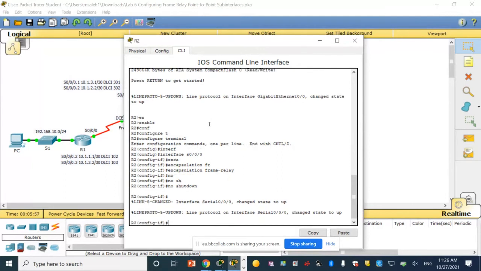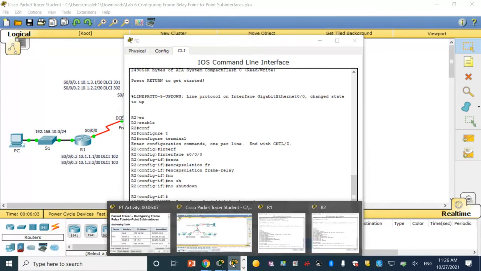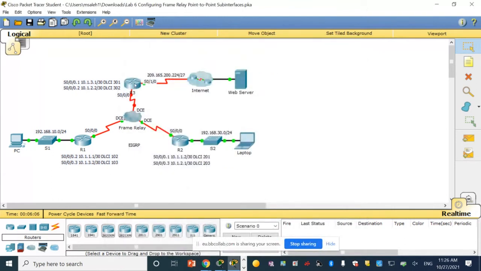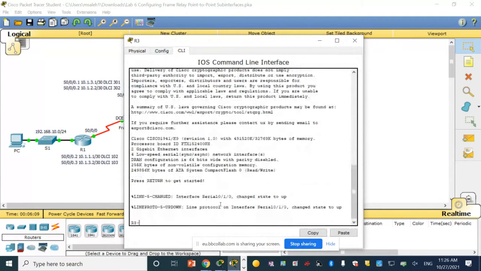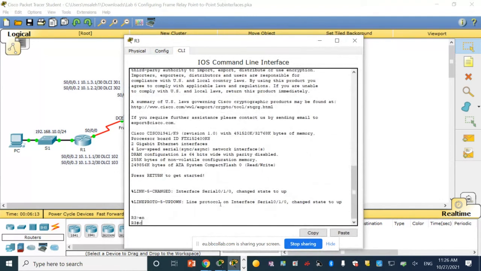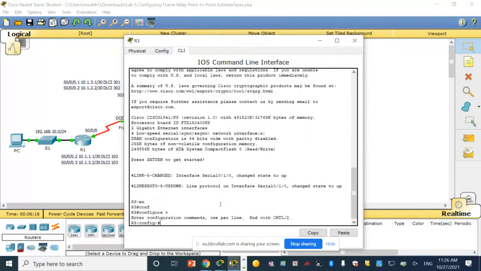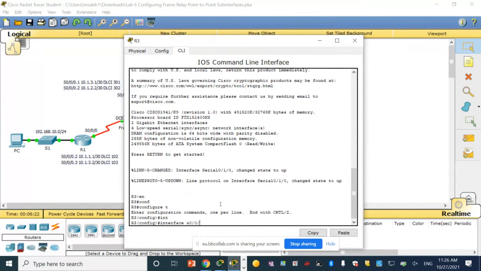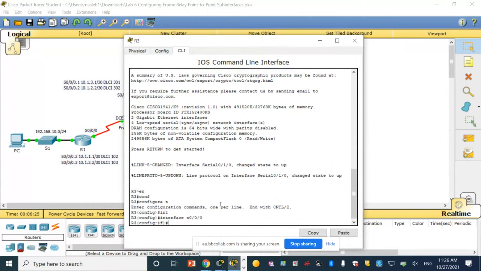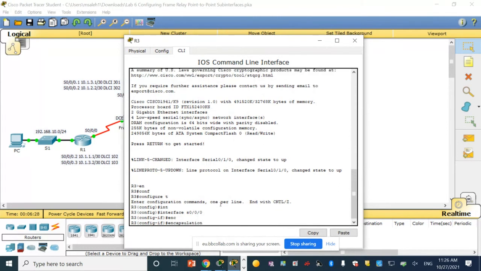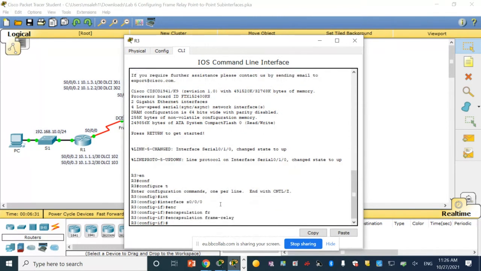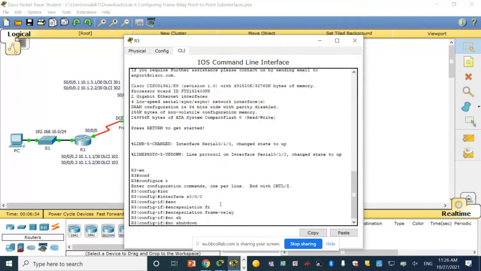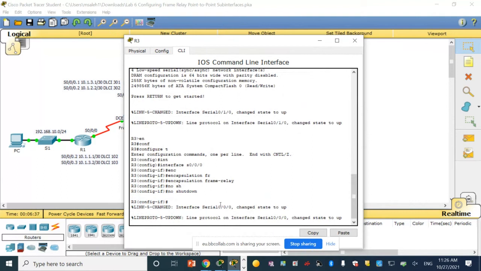Okay. And then we go to R3. CLI. Enable, config, interface S0/0/0, okay, encapsulation frame relay, no shutdown, all right. So we are done with the first part.